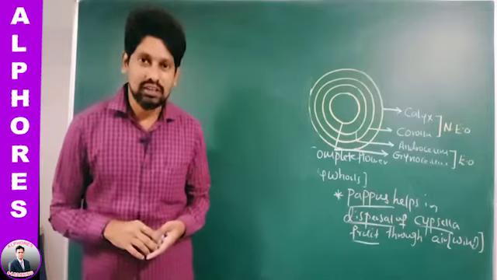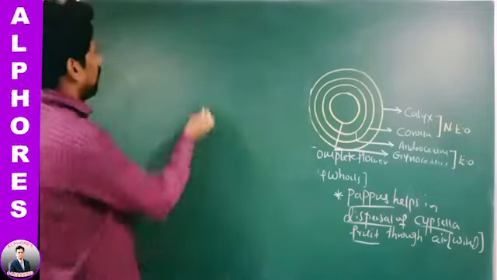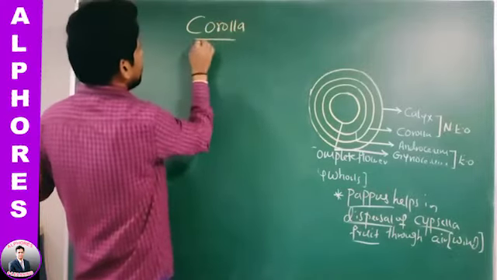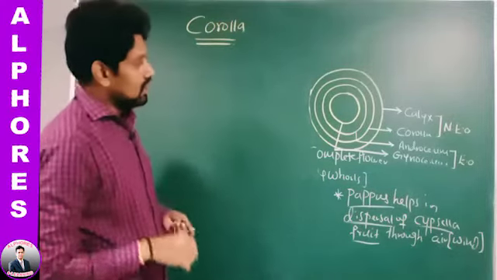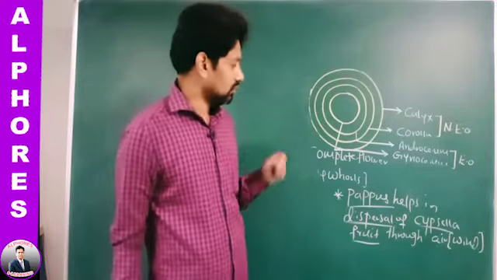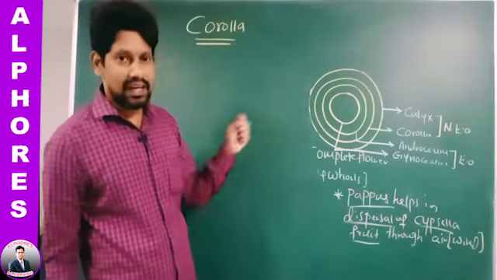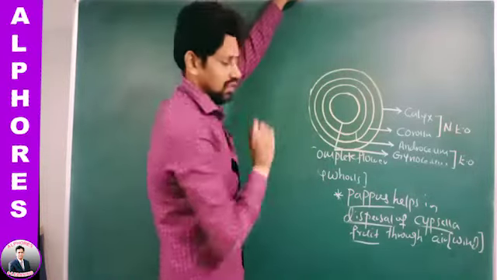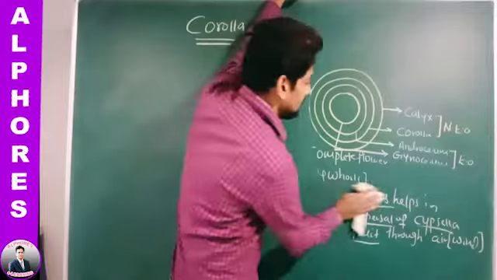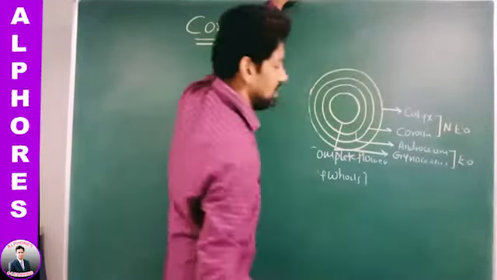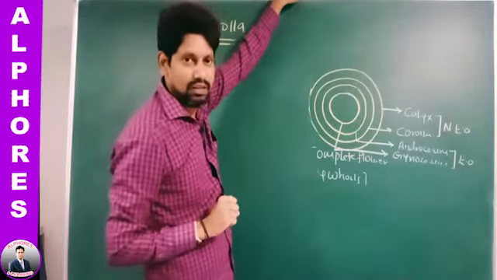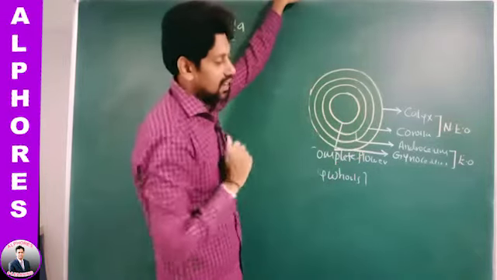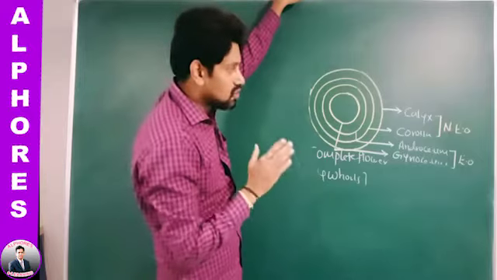In today's session, we are going to discuss Corolla. What's a Corolla? See this diagram. In this diagram, you can see a complete flower. In this complete flower, who is the outermost whorl? Calyx. What comes after calyx?